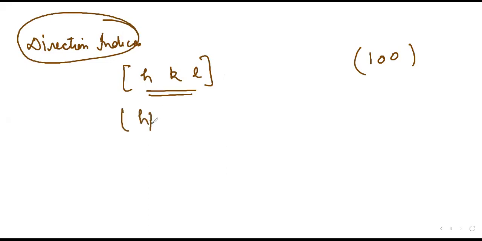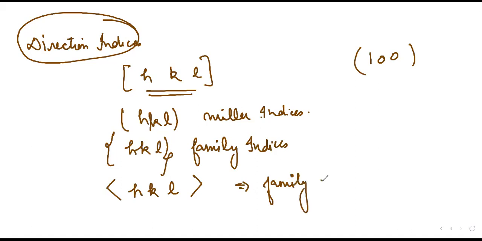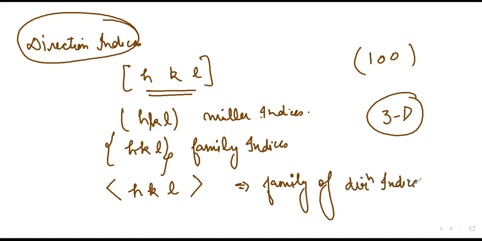So it will be Miller indices. If I put it in this form, it will be a family of indices. If I am putting this bracket without commas, it will be a family of direction indices. You already covered it in the 3D chapter of class 12 mathematics. These are the basic differences between each and everything here.